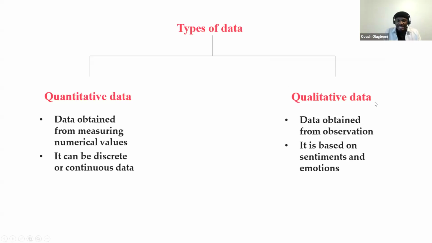So qualitative is something you measure from observation. For example, color. You could say, oh, this is black, this is white. Those ones give descriptive properties. Those ones are qualitative data, something you can measure from observation. That's qualitative data. I talked about sentiment analysis before.